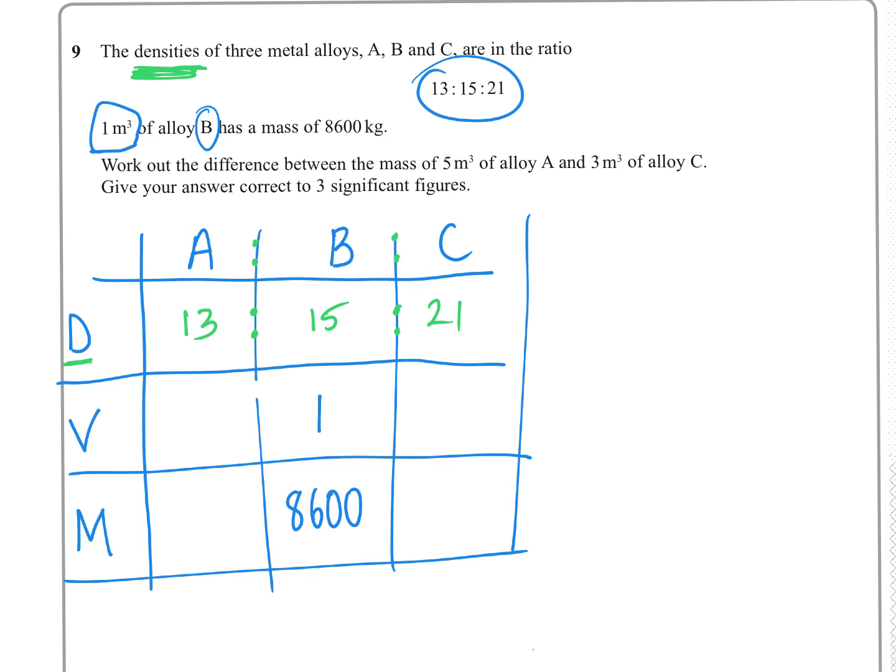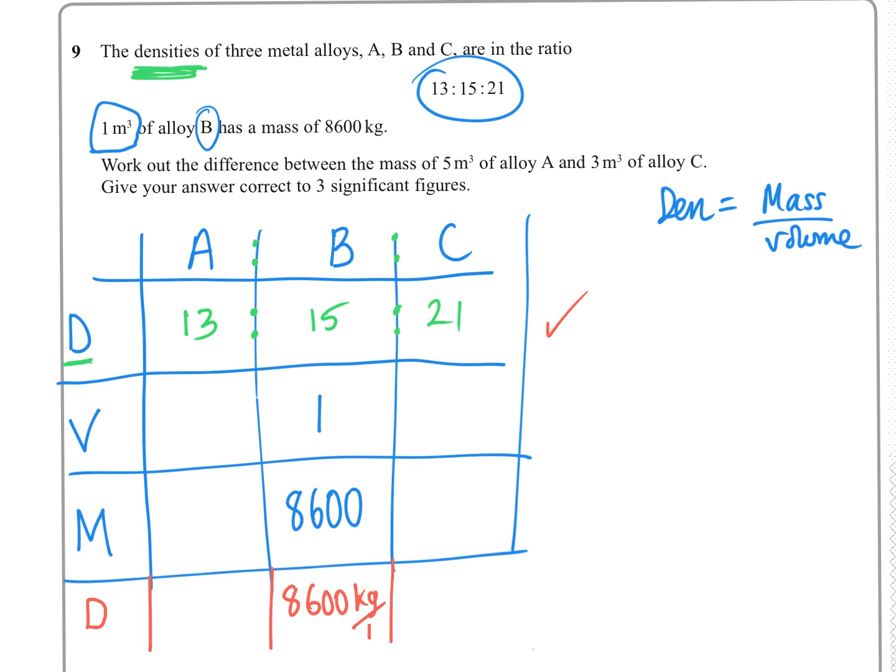so I think we're good to start the question now, and let's not forget that density is mass per given volume, so we can work out the actual densities of each of them because we've got the ratio at the top there. So this one is just going to be 8,600 kilograms per meter cube, because don't forget mass is in kilograms, volume is given in meter cubes. Okay, so that's the first thing.